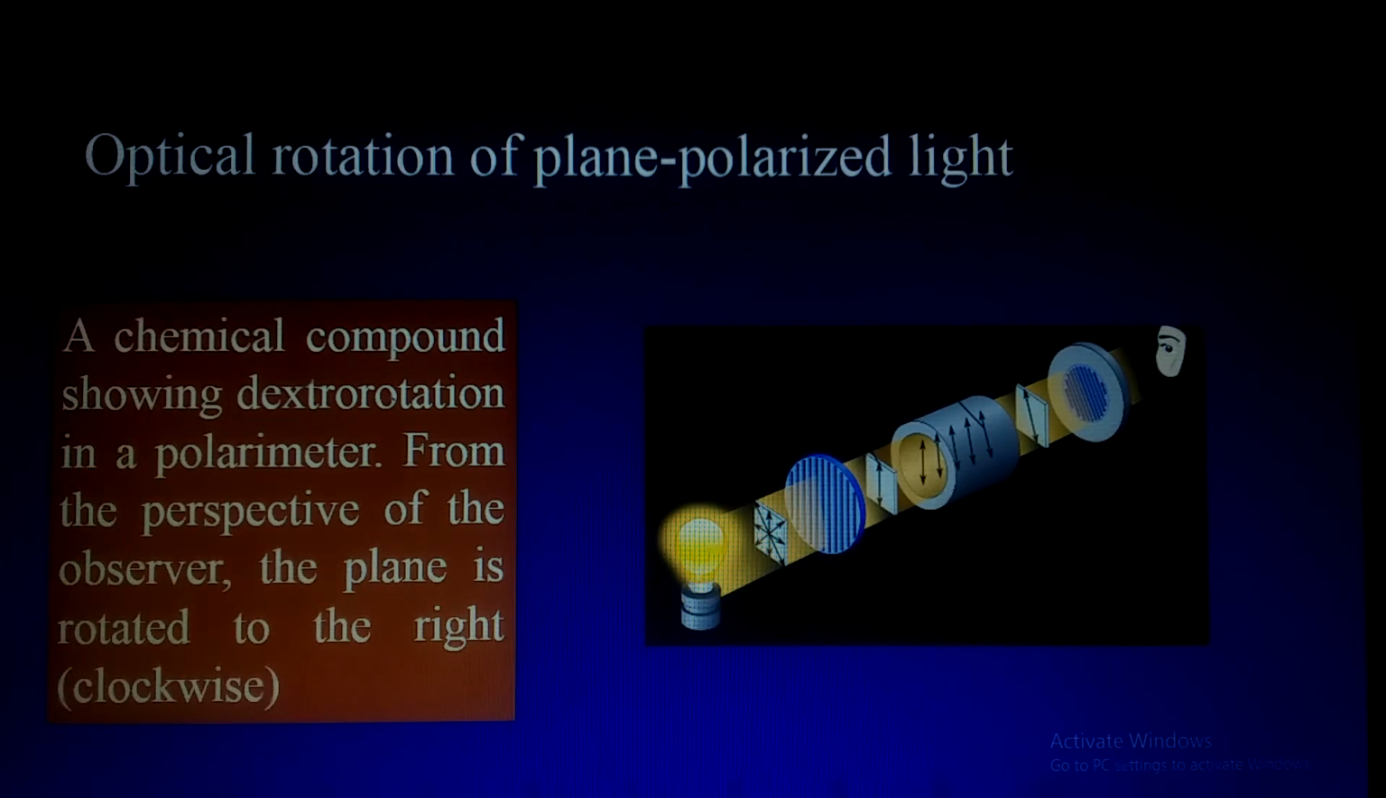Okay, this is optical rotation. These all, dextrorotatory and levorotatory, are the optical rotation of the plane polarized light. A chemical compound showing dextrorotation in a polarimeter, from the perspective of the observer, the plane is rotated to the right, clockwise. This is how the sugar molecule, which is dextrorotatory, moves in the polarimeter.